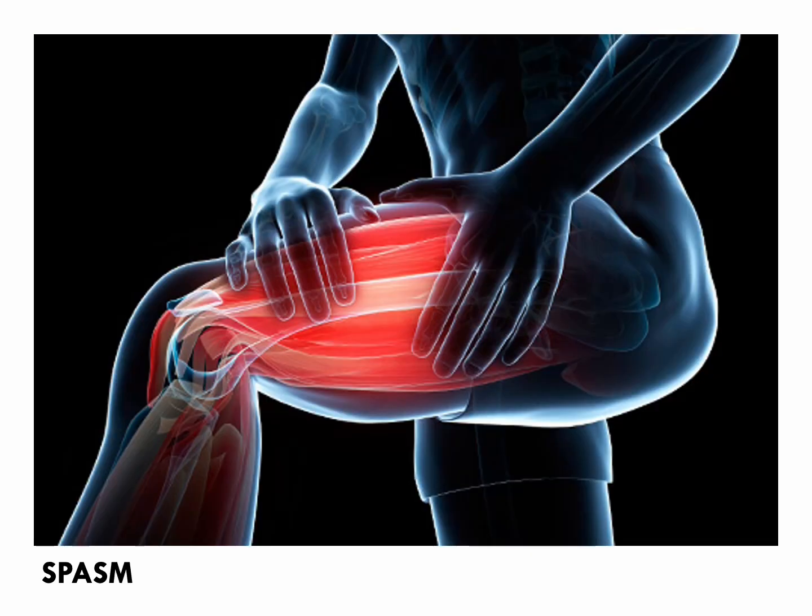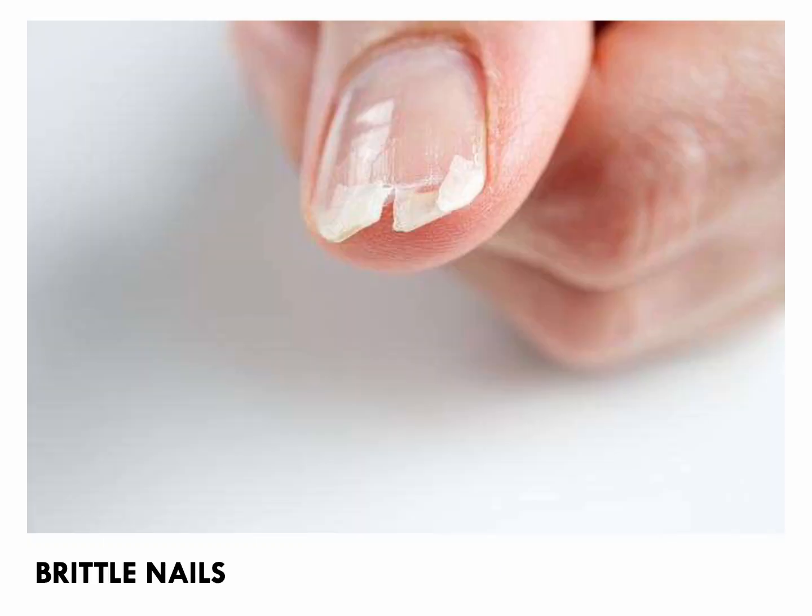Spasm. Liver blood nourishes the sinews to allow free movement. Lacking liver blood, the sinews will become dry and we experience contraction, spasm, or numbness. Brittle nails. Nails are considered to be a byproduct of the sinews. If liver blood is deficient, you may have dry, brittle nails, ridges, or spots on the nails.